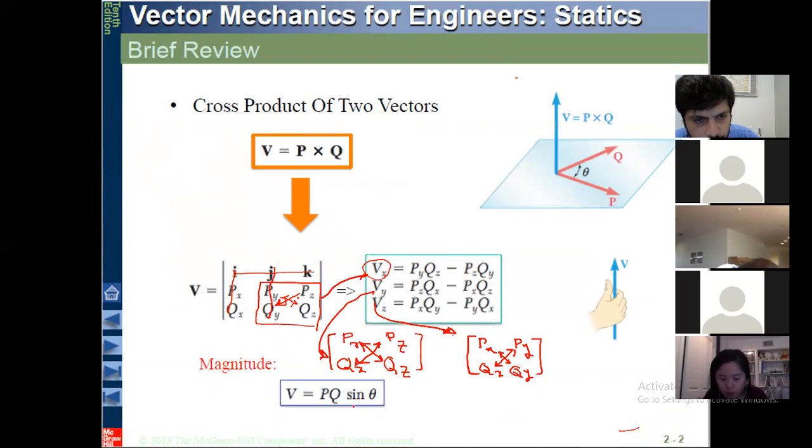And the magnitude of this vector can be calculated by this equation. P is the magnitude of the vector P, Q is the magnitude of vector Q, and multiply it by sine of theta, which is the angle between P and Q. All right. Is that clear? Any questions?